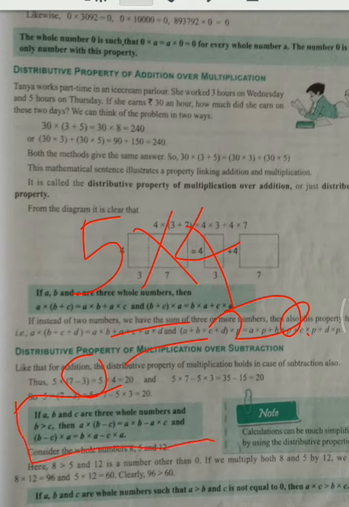The condition applies here. What is that? If a, b and c are three whole numbers and b is greater than c, as I have already told you, then a into (b minus c) is equal to a into b minus a into c, and (b minus c) into a is equal to b into a minus c into a. The condition is that b must be bigger than c. Hope you understood. Now the next point is what?